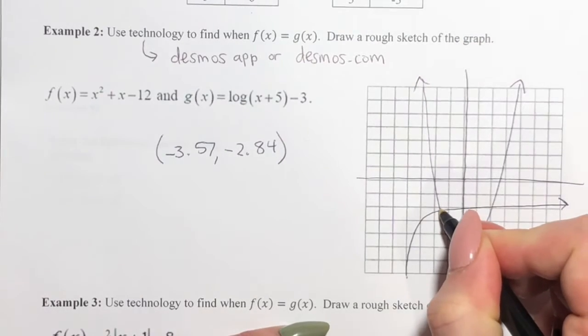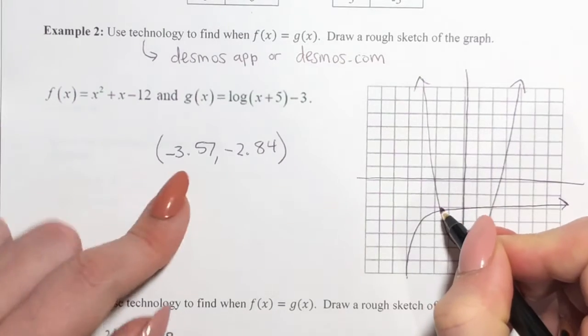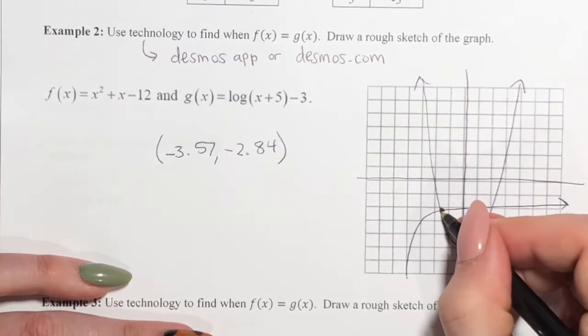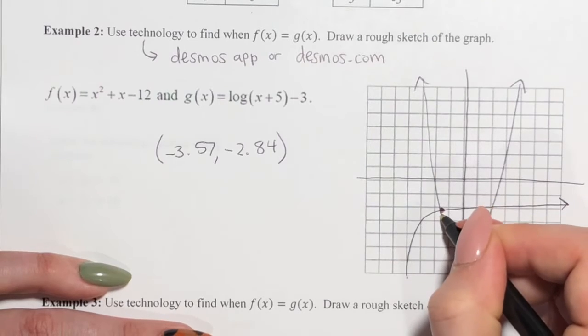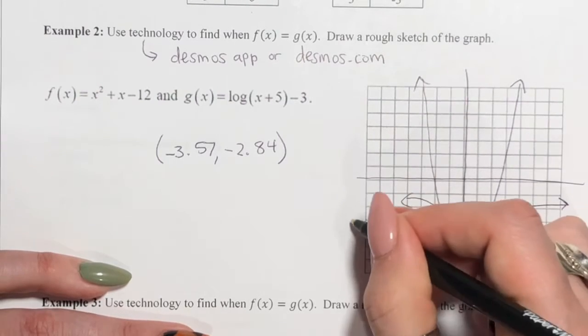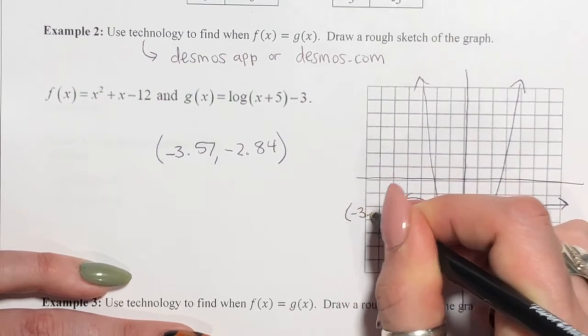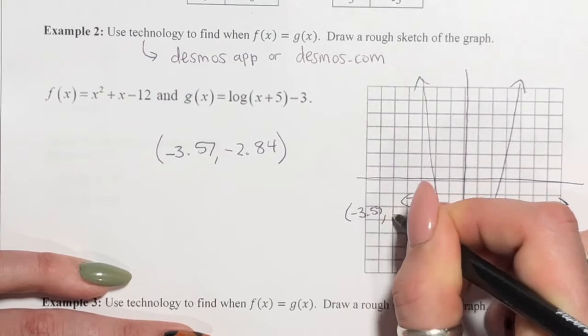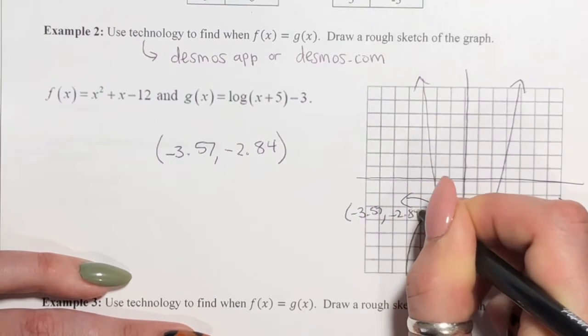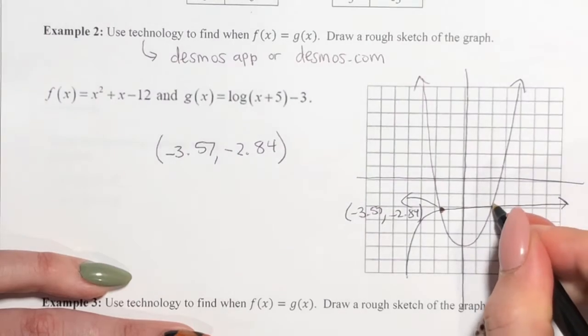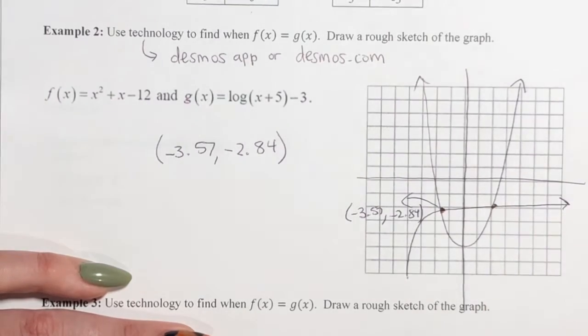And we have an intersection here at this first point, which doesn't even match up to my actual answer, but that's okay. I'm just going to label it. And I'm going to say this point is at negative 3.57, comma, negative 2.84. And then now I need to go and find that second intersection over here.